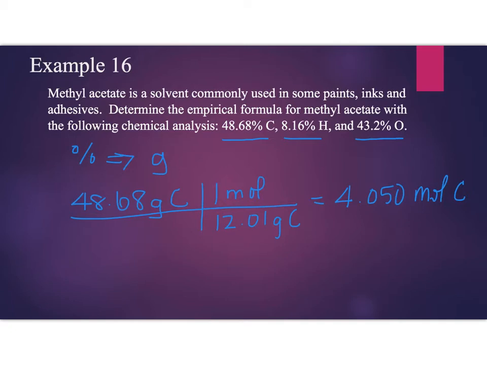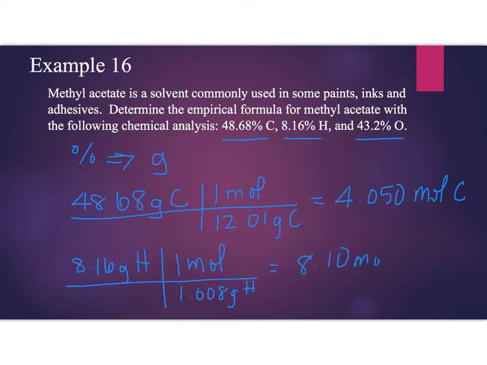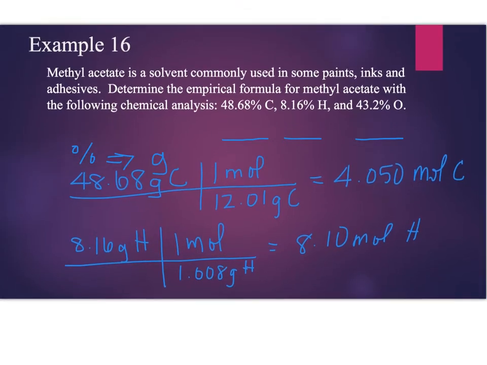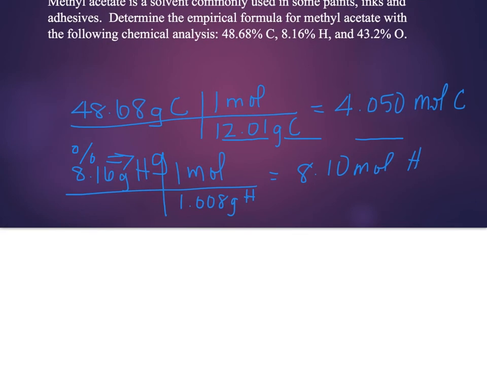I'll do the same thing with hydrogen. 8.16% becomes 8.16 grams of hydrogen. Again, I'm going to multiply that by 1 mole for every 1.008 grams that I get off the periodic table. This is going to give me 8.10 moles of hydrogen.